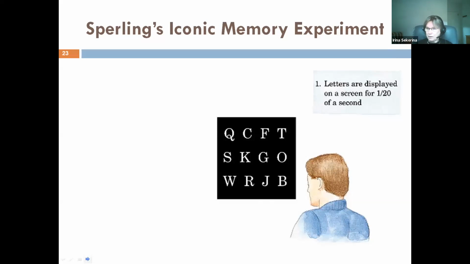So his first conclusion was, well, the capacity doesn't seem to be very large if it's only 4 to 5 items out of 12. But then he came up with a different manipulation.